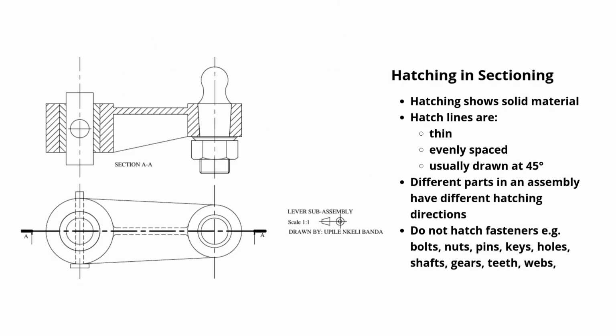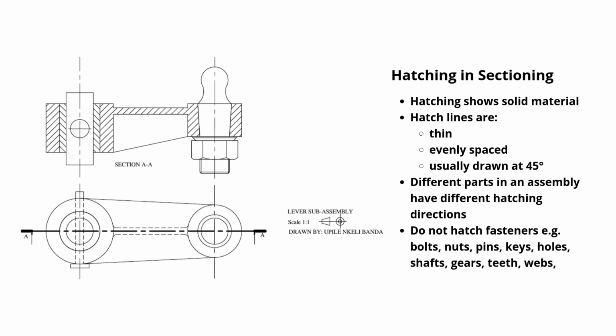Before we move into the CAD demonstration, we must master the rules of hatching. Hatching is how we tell the machinist, this is solid metal. If you hatch incorrectly, the part cannot be manufactured. Follow these 4 core rules to ensure your drawings are professional.